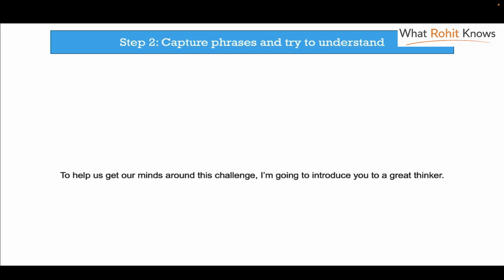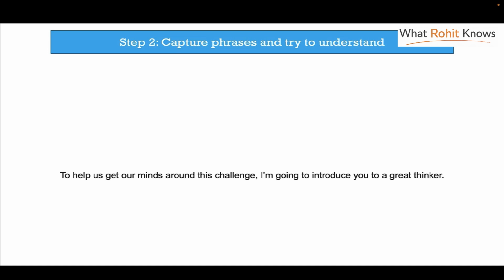All right. Now, as I said, our next step is capture phrases and try to understand. Don't take notes and don't try to remember each and every word. So when you were listening to this, you should have tried to remember: to help us, around this challenge, great thinker. So groups of words or phrases, not just individual words. If you try to remember words one by one, it becomes difficult. But when you try to understand, okay, so this is to help us with something, to help us get, and then to help with some challenge, around this challenge. How? By a great thinker. So that helps you to understand and it becomes easier to remember.